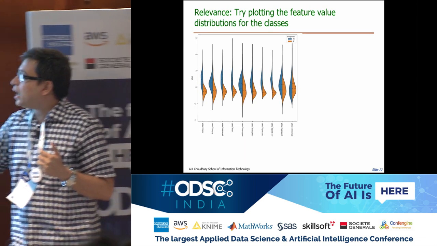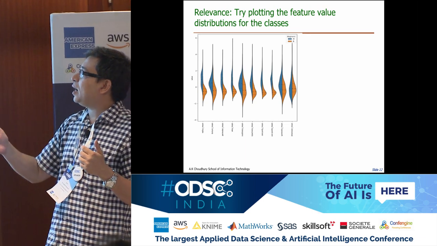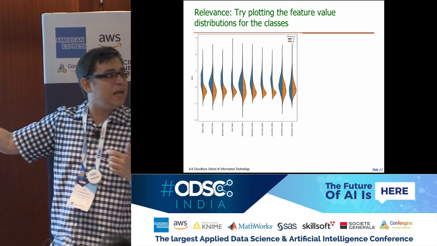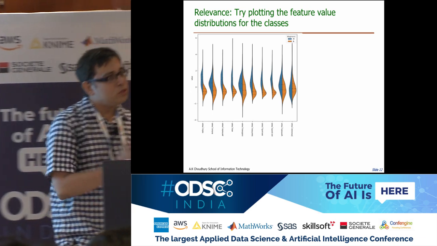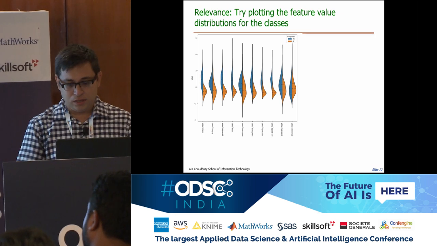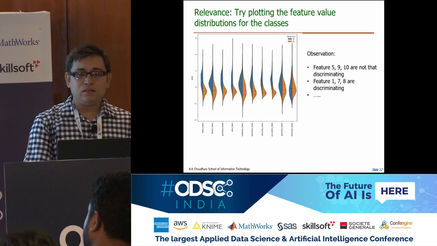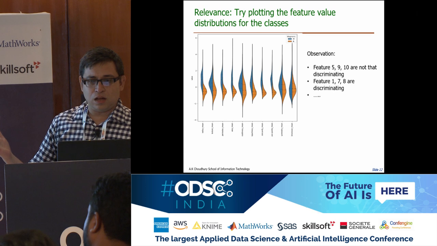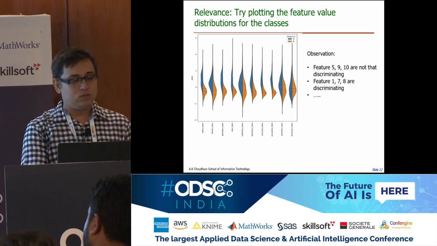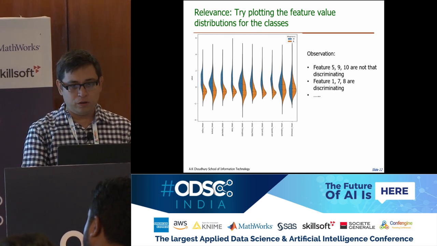If you look at maybe feature 1, that is quite discriminating. Feature 7, feature 8, they are quite discriminating. So this can give you some idea. And this is not the only plot, right? You can also use a box plot.